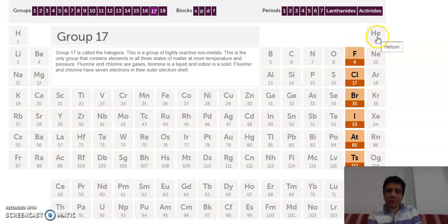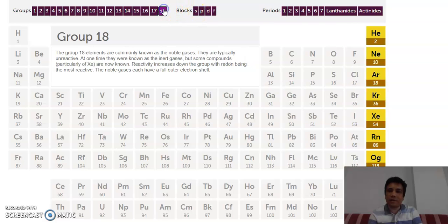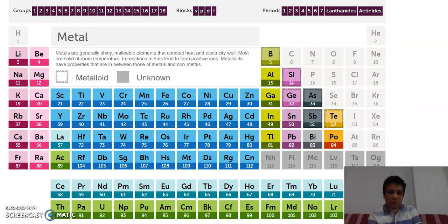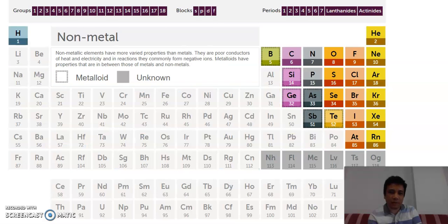And here in group 18, those are helium, neon, argon, krypton, xenon, radon. So those are inert gases, because usually the outer shell is full, 8 electrons in the outer shell, and they would not like to react with any other metal or non-metal. They do not form molecules at ordinary conditions, so they are called inert. So I have shown which are metals and which are non-metals.